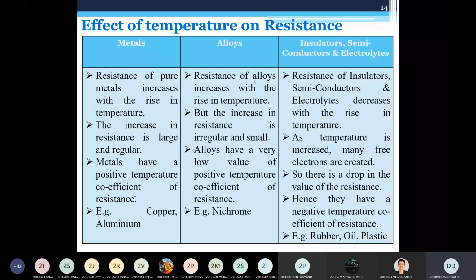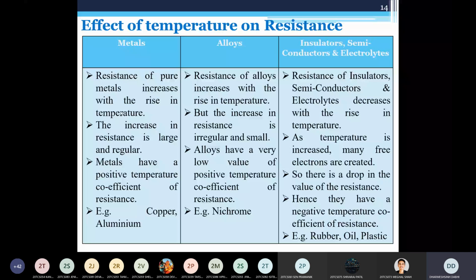First, in this table, we identify how the value of resistance changes with temperature for different materials. First is the metal type of materials. In all the metals, the resistance of pure metals generally increases with a rise in temperature. It means all the metals have a positive temperature coefficient of resistance. All the metals like copper, aluminum, all the pure metals, have a positive temperature coefficient. It means as the temperature of the metal increases, the resistance of the metal will increase. So this is called a positive temperature coefficient.